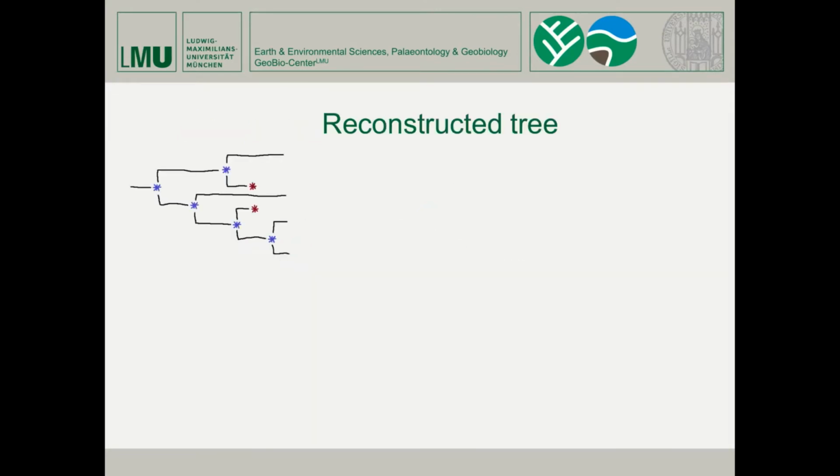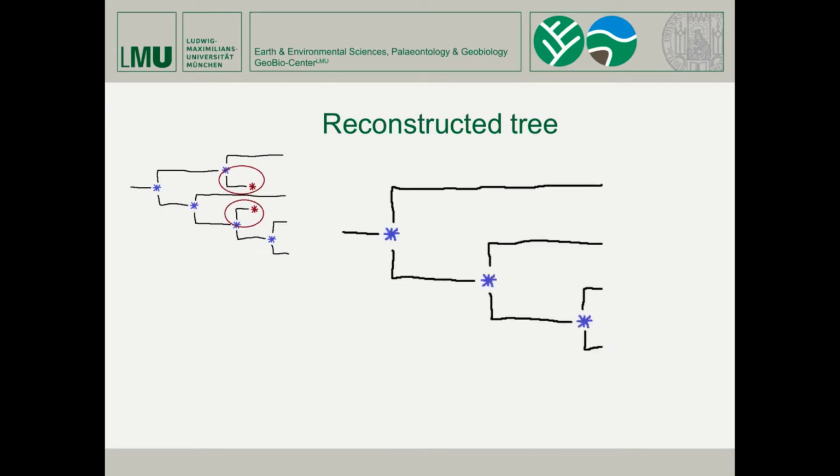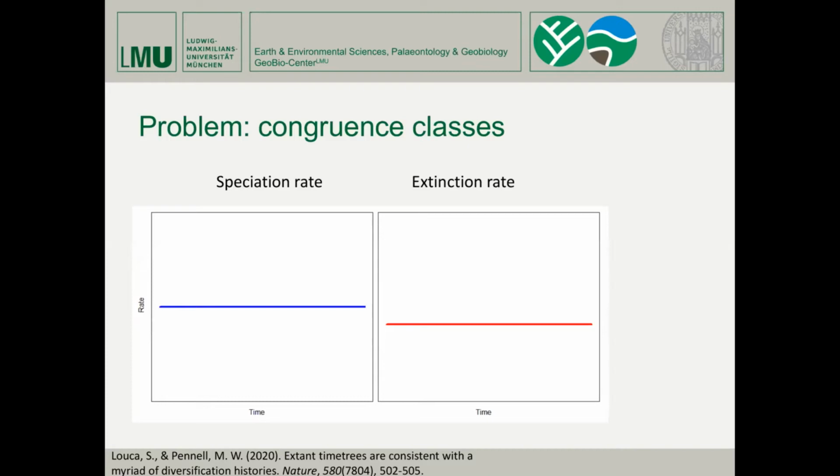Now, the true tree is not typically something we can observe. We don't see extinction events. And usually trees are estimated based on extant taxa. Without this information of the extinction events, we get to see the so-called reconstructed tree. And from the reconstructed tree, we would like to infer speciation and extinction rates of the past, something along the lines of this curve.